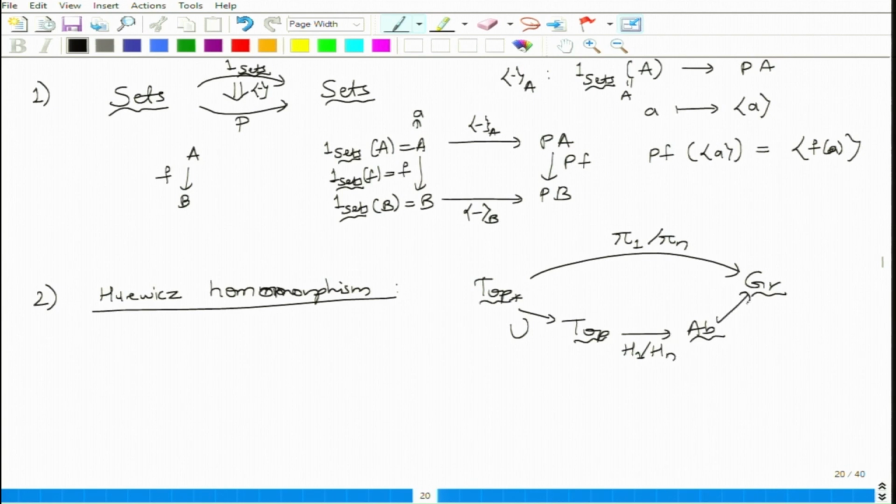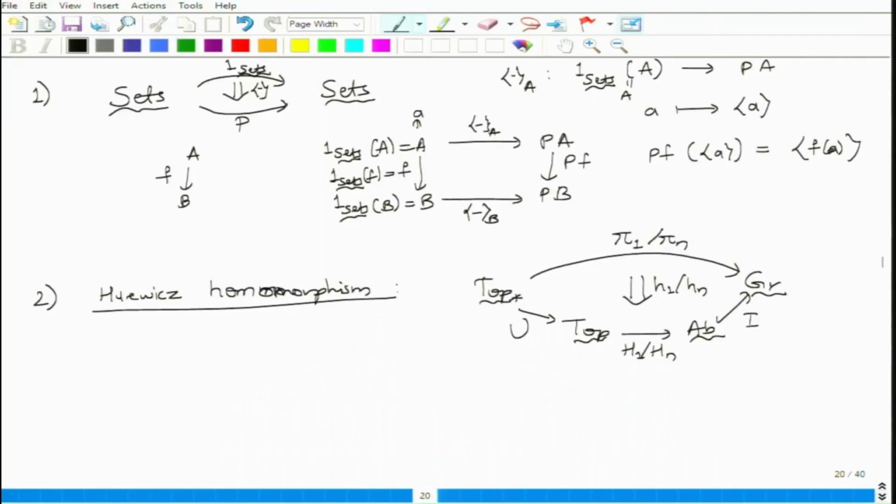And then abelian groups include into the category of groups, and this whole composition is what our second functor is. And the Hurewicz homomorphism, called H1 or Hn in general, is a natural transformation between these two functors. If you know the construction, then you can verify that it is a natural transformation. Any questions?